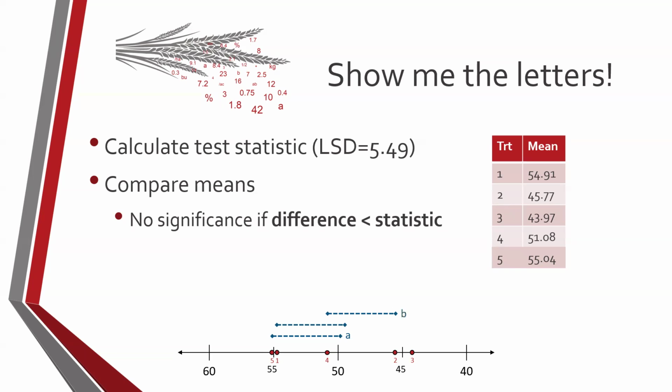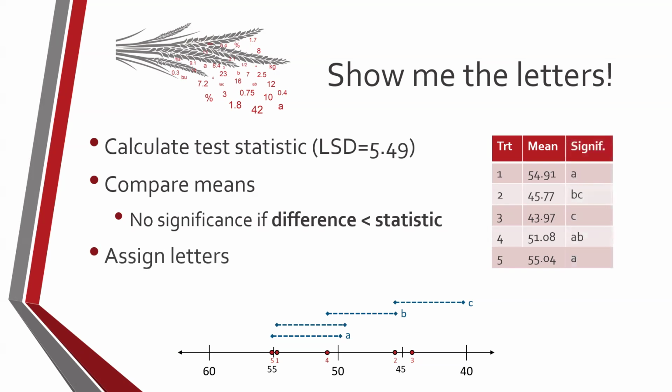The next range does include treatment 2. And so treatments 4 and 2 are assigned the letter B. The next range includes treatments 2 and 3, so that's assigned C. There are no more means without a letter, so we are finished.